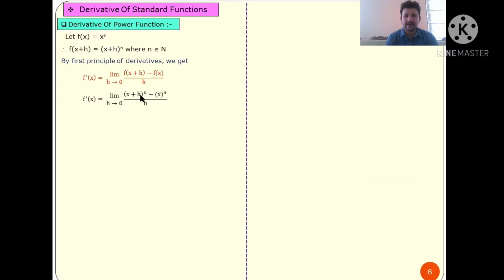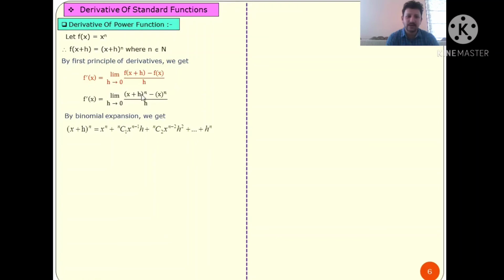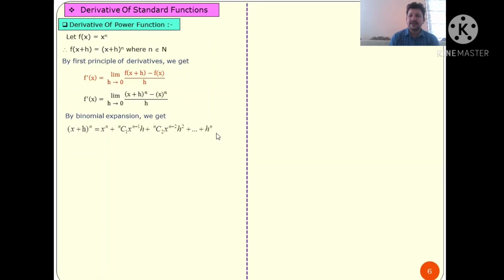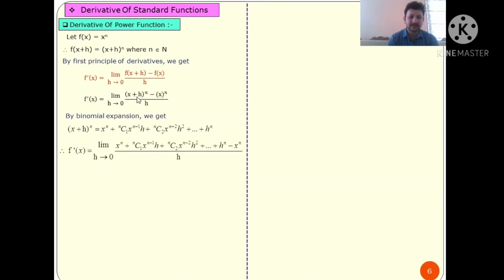Then for power n, we can use the binomial theorem. Two terms are here, x and h. Let us see simply the binomial expansion of x plus h raised to power n: x raised to n plus nC1 x raised to n minus 1 h raised to 1, that is h, plus the next coefficient nC2 x raised to n minus 2 h raised to power 2, plus and so on, the last one becomes nCn, whose value is 1, into h raised to power n. Substitute this in the limit value for the bracket. And the last one, minus x raised to n, as it is.